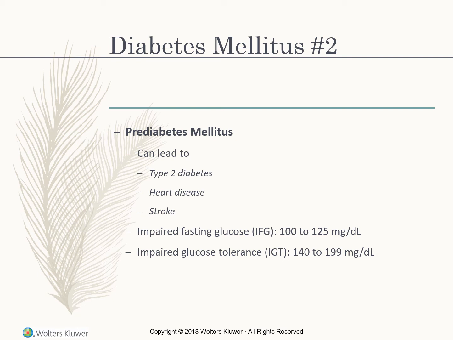Now, just because somebody has pre-diabetes, though, doesn't mean that they are guaranteed to get type 2 diabetes. You can actually delay or maybe avoid type 2 diabetes with weight loss and increased physical activity. But in saying so, there are a significant number of people that have prediabetes that will eventually develop type 2 diabetes. And that's because habits are kind of hard to kick.